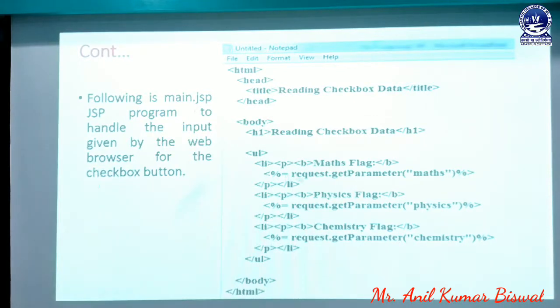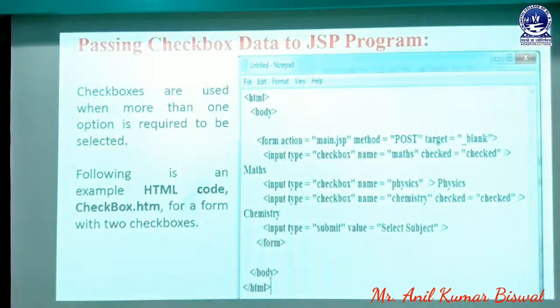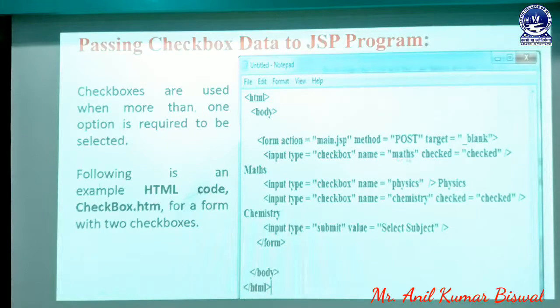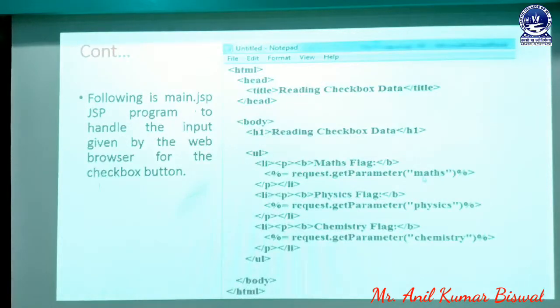Then we type request, which is one implicit object in our JSP concept, and we use the dot operator. Then we type getParameter, and in that getParameter we give the name math. We know that math is the input type checkbox named math, and that name must be mentioned in this getParameter argument. In this way we retrieve the value of that checkbox, not other checkboxes like physics or chemistry. We only retrieve the value of the math checkbox.